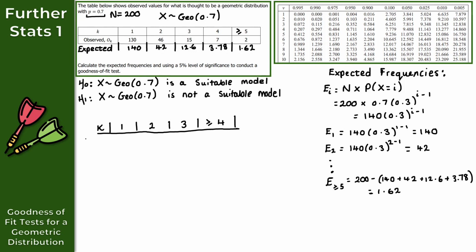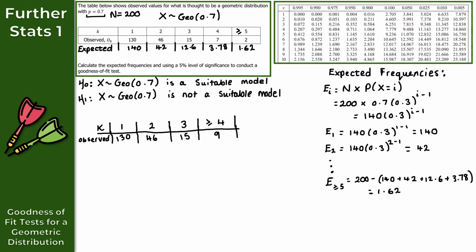Then in the row underneath here, this is the observed values. So my first observed value was 130. That won't change. My next observed value was 46. My next one here was 15. And then finally, for greater than or equal to 4, we're now combining these two columns, so we now combine the observed as well. So 7 plus 2 gives us an observed value of 9 there. So we've combined the observed values.